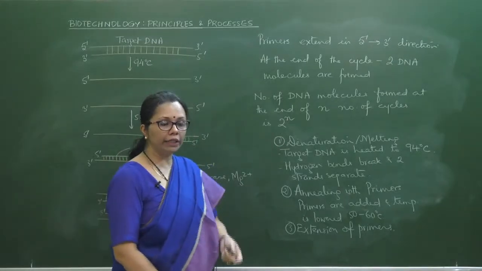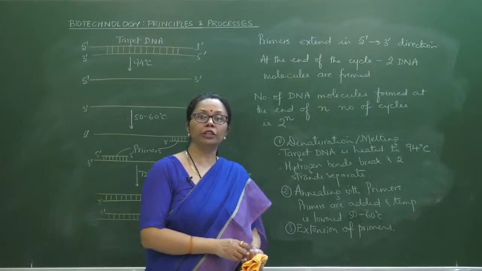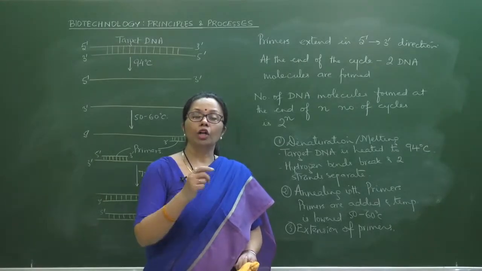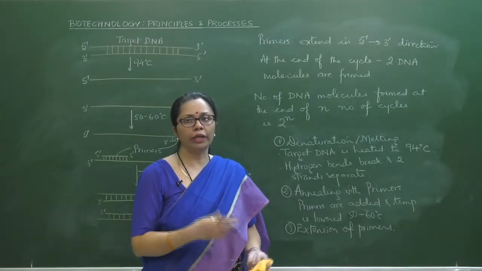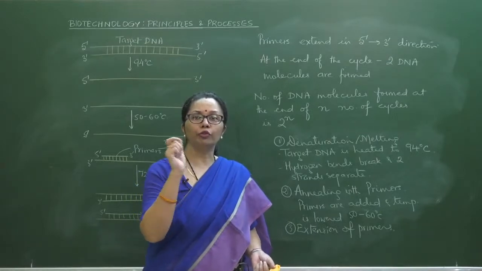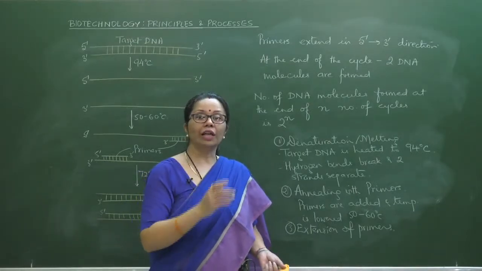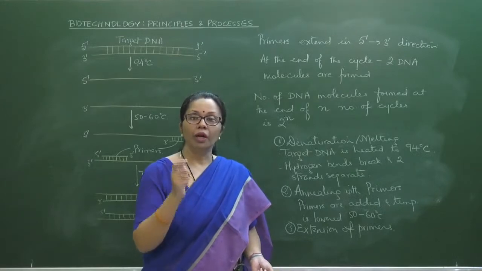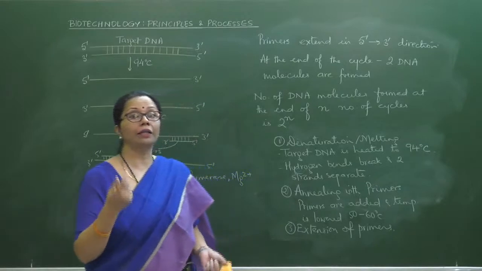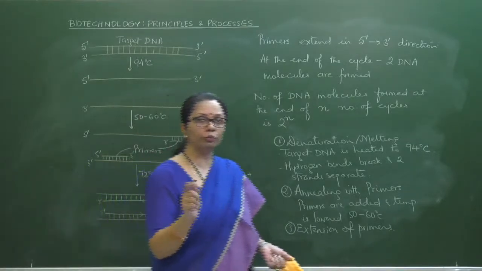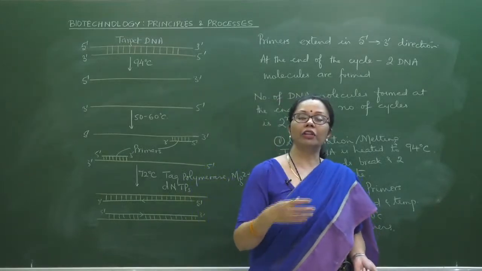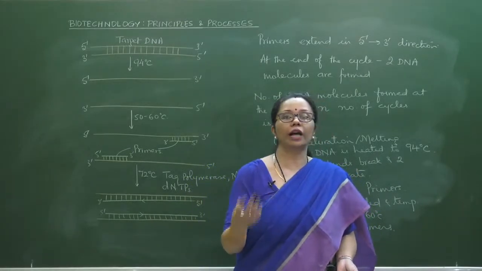And that's why you will see in the NCERT that if this cycle is repeated 30 times, 30 cycles are there, so 2 to the power 30, if you calculate, is around 1 billion. And one cycle hardly takes 5 to 6 minutes. So in such a short period of time, we have 1 billion molecules of our target DNA, and this much is not possible even if we had transferred this gene into bacteria. Even their rate of division is not that fast.